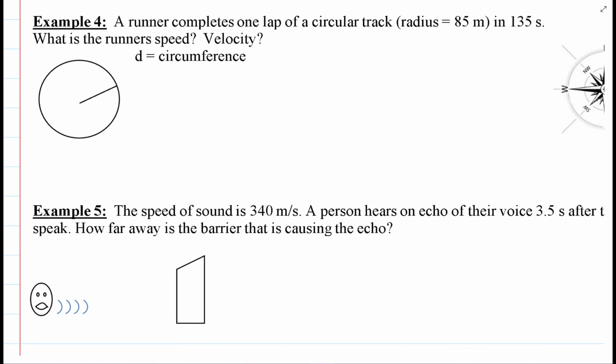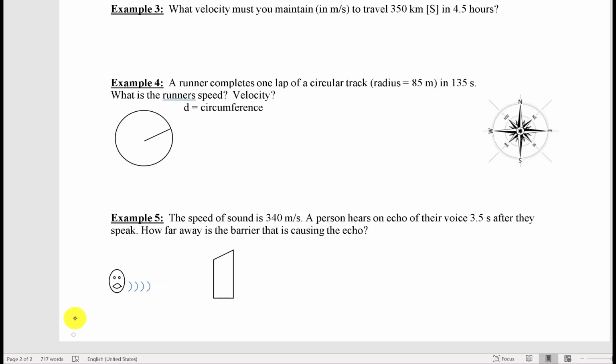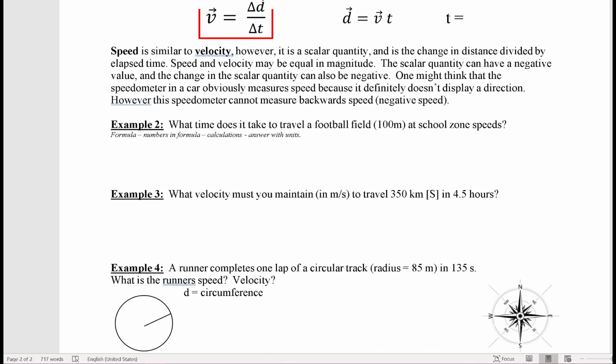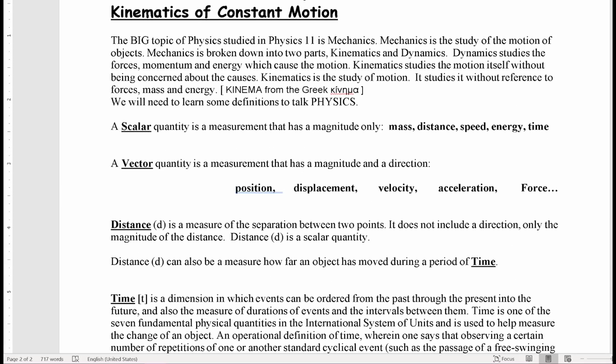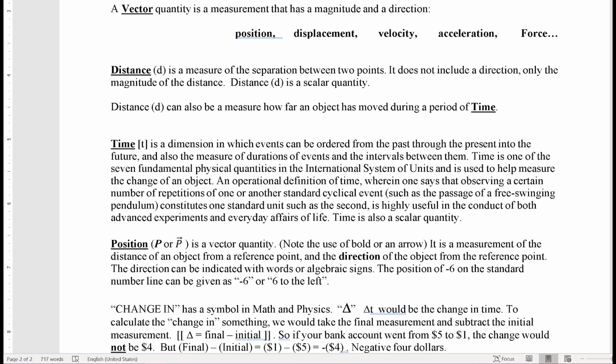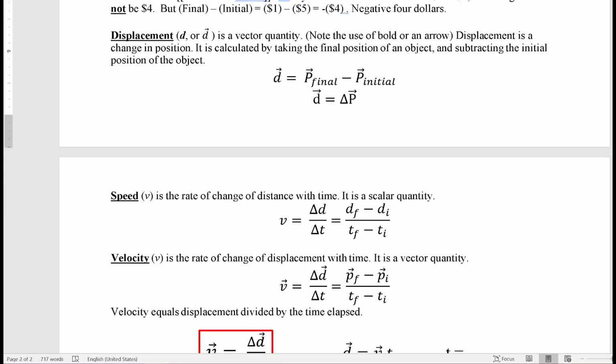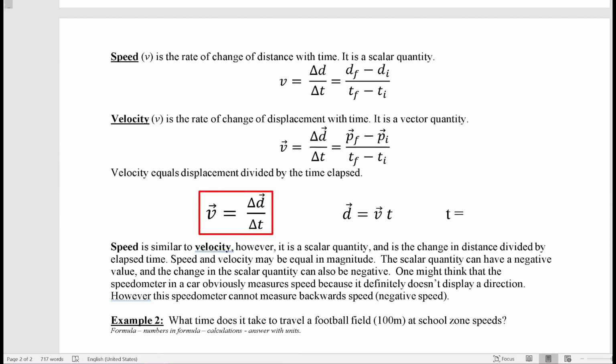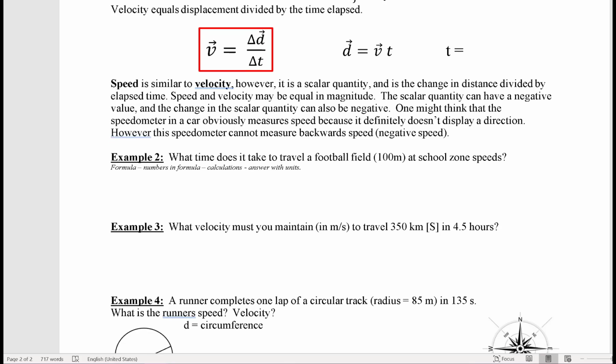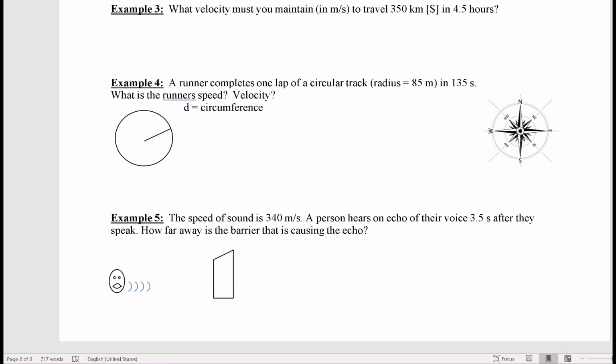Welcome back, physics fans, and we're going to do example number 4 and example number 5 from the first lesson. Okay, and that's on this sheet where we're taking the notes. What is kinematics? Distance, time, position, the change in displacement, speed, velocity, and then we did a few questions, and then 4 and 5. Here we go.